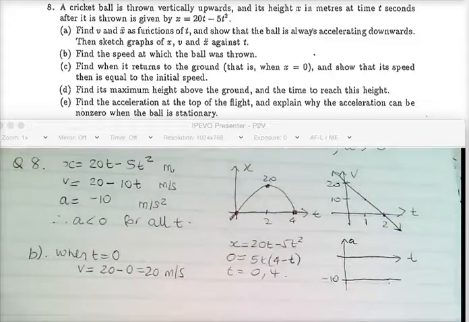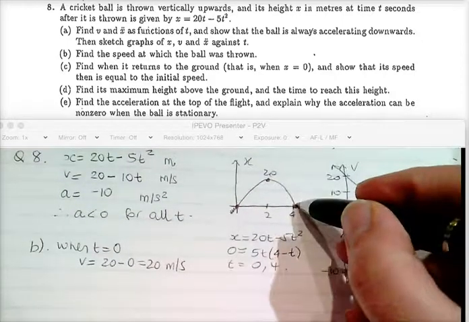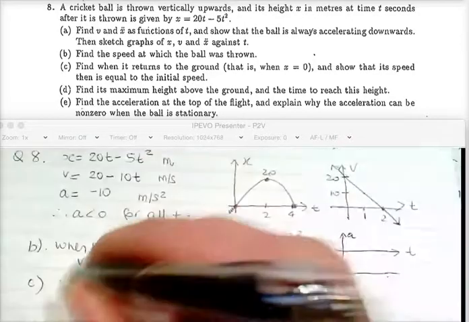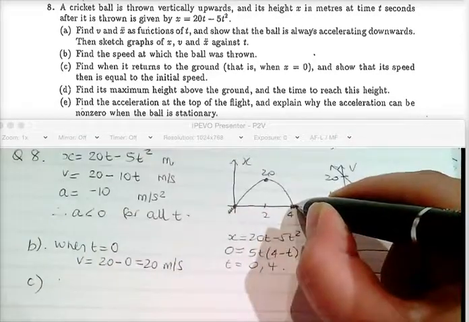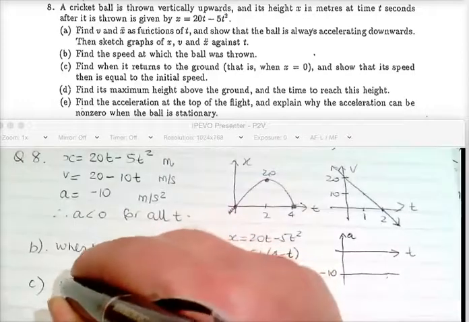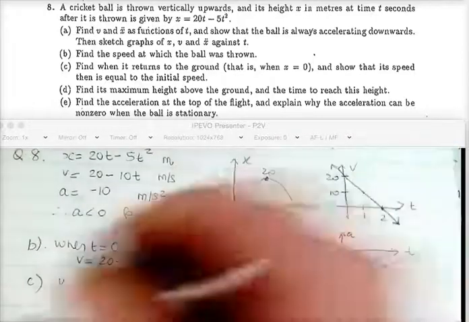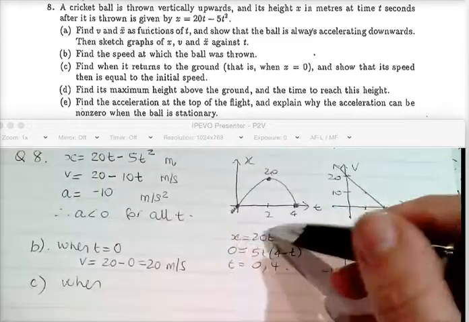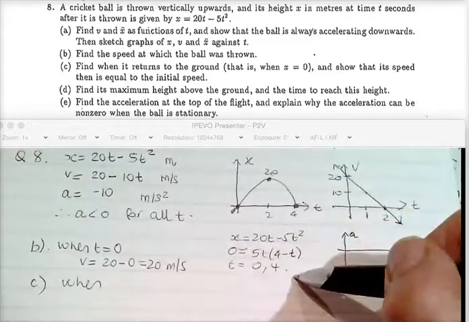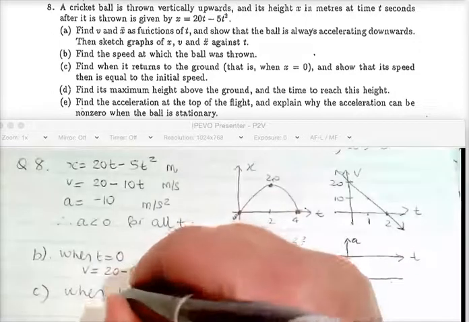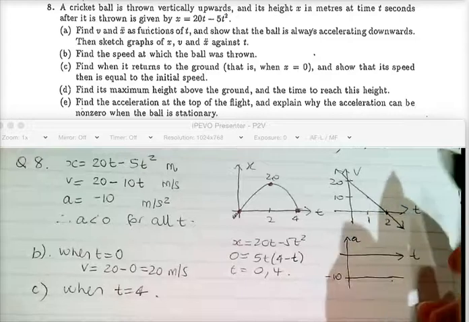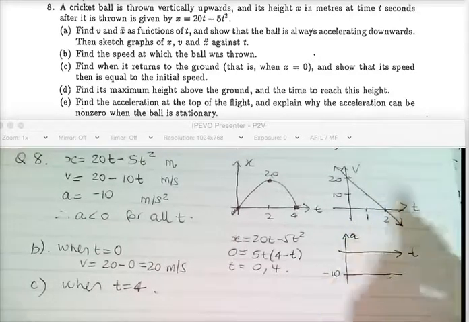When does the particle return to the ground? Again, you can see that from the graph. Particle returns to the ground at time equals 4 seconds. But you can, if you want to formally do it, but you've already solved it here. So therefore, you've already put x equal to 0 and found the values of t. So when t equals 4, it returns to the ground. And show that the speed is equal to the initial speed.